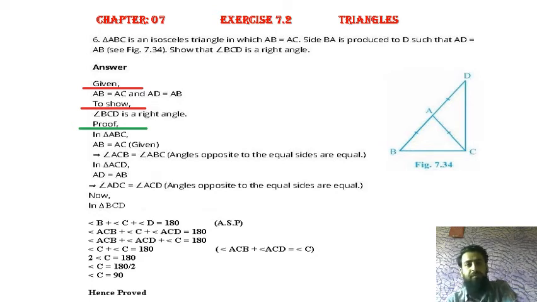We are doing chapter number 7, Triangles, and today we will do question number 6 from exercise 7.2. This question states: triangle ABC is an isosceles triangle in which AB equals AC, side BA is produced to D such that AD equals AB. Show that angle BCD is a right angle.